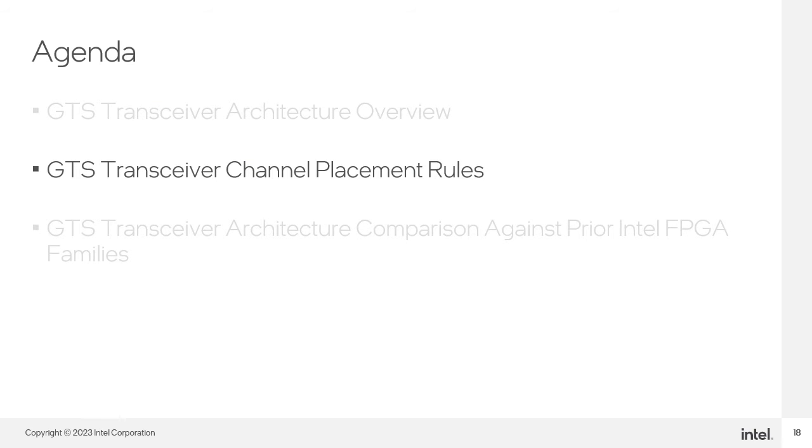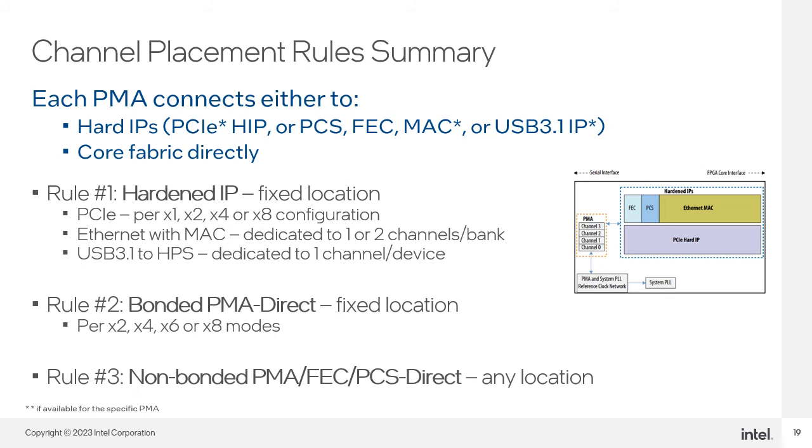Next, we will look into GTS transceiver channel placement rules. Here is a channel placement rules summary. The channels in the PMA connect to each of the hard IPs such as PCIe HIP, PCS, FEC, MAC, and USB.